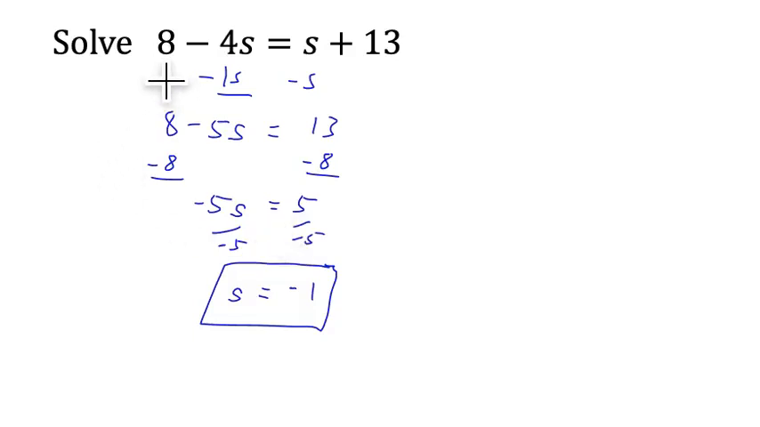Doing a quick checkup here. 8 minus 4 times negative 1. Well, 4 times negative 1 is negative 4. So we're 8 minus negative 4, which is 8 plus 4. So we have 12 over here on the left. And negative 1 plus 13 is also 12. So it checks out.